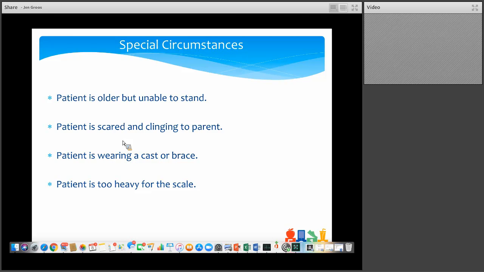Many patients are scared and clinging to parents, and so that presents its own circumstances, and so try to do the best you can, but if it is a situation where they're scared, make sure you're documenting that so we can take that into account when we're evaluating those points on the growth chart. If they're wearing a cast or brace, of course that's going to affect their weight, and so document that difference. And then again, have scales that accommodate all sizes of patients in your clinic.